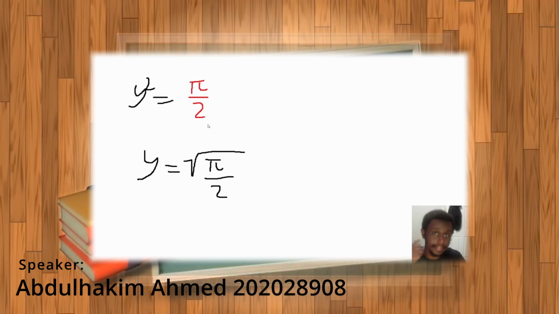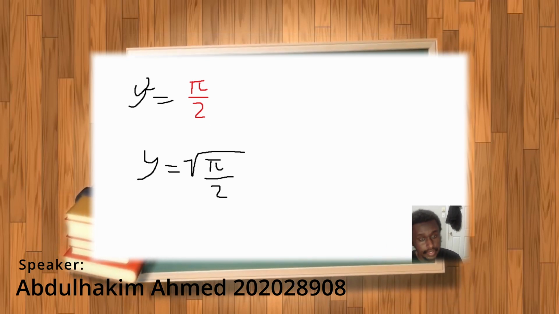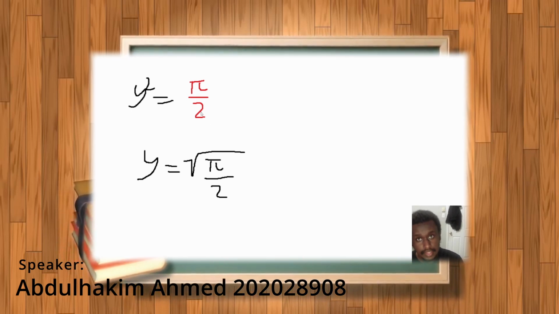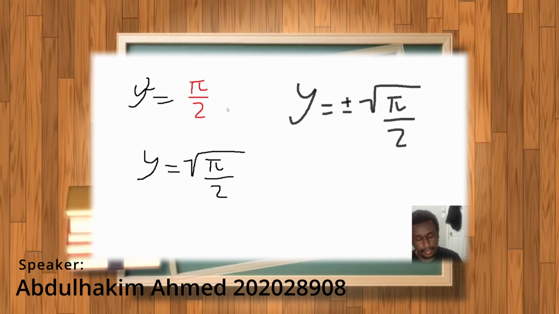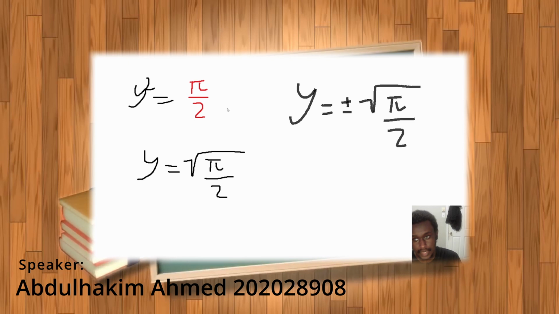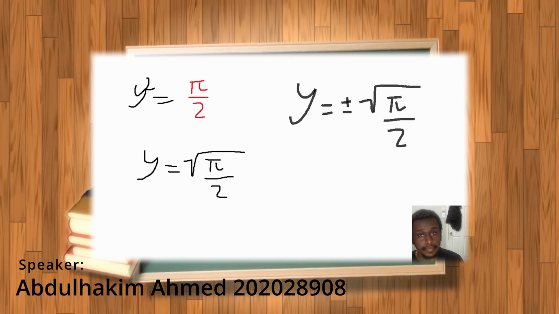Then we have to take, again, the inverse, but this time we have the squared, and to take the inverse of the squared, we take the square root. Remember, when you're taking the square root of something, you have to keep in mind both roots, the positive and the negative, so we take the square root of pi over 2, we get plus or minus square root of pi over 2.